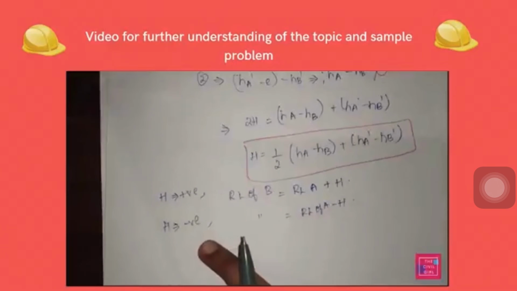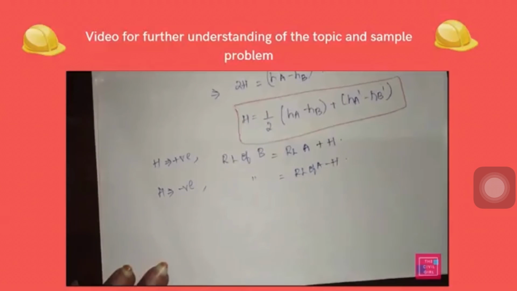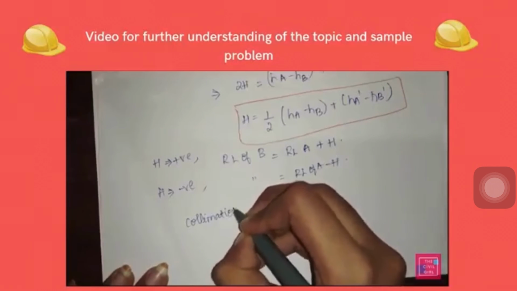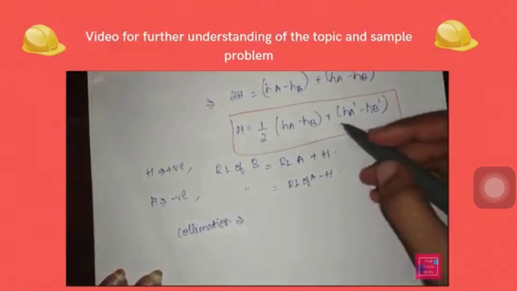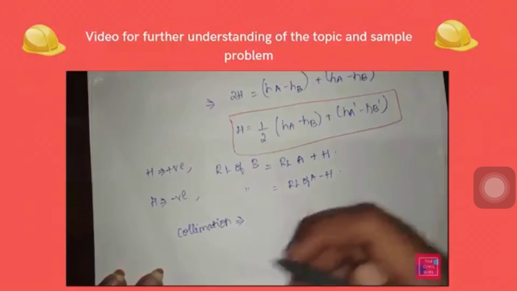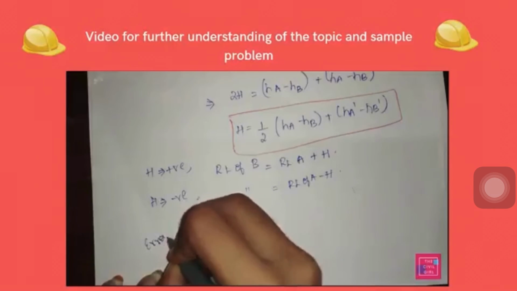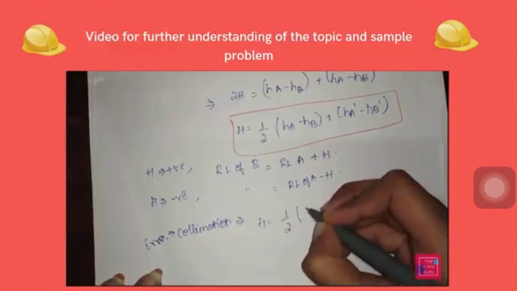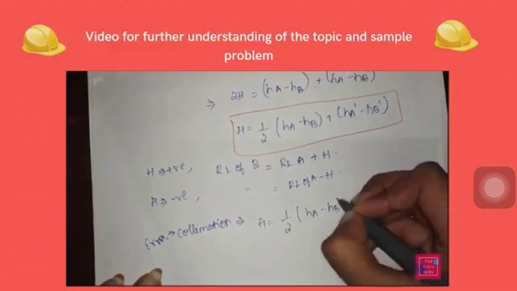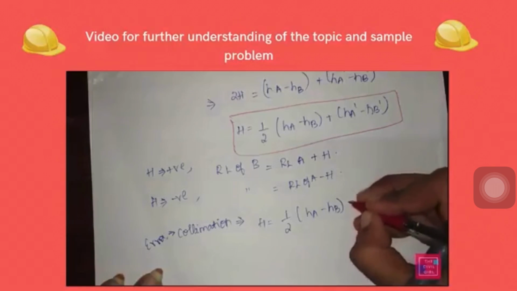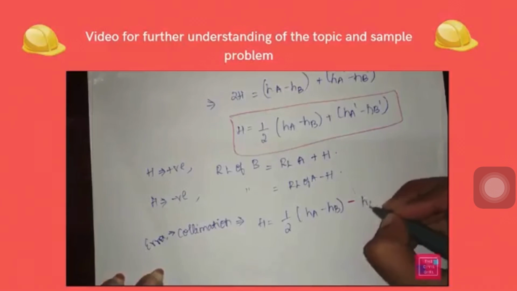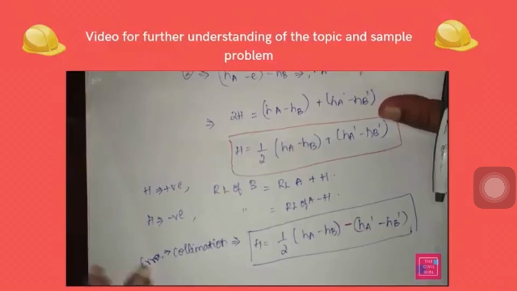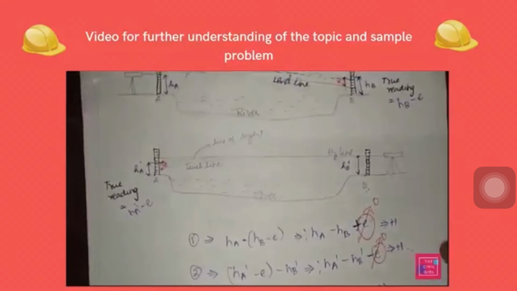So now if they ever asked the error due to collimation, then you can simply modify this formula and it will give you the answer. It is H is equal to the same 1 by 2 into HA minus HB, but here it is minus HA dash minus HB dash. Now to understand this better, let us look into a problem. This problem was asked in GATE 2007.